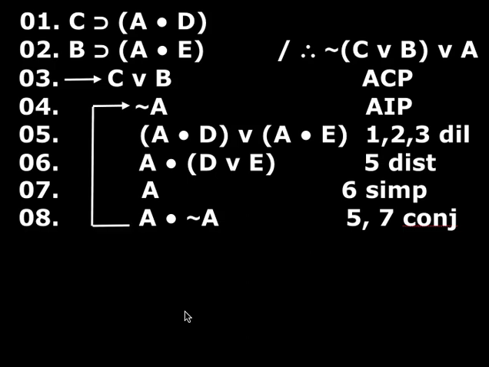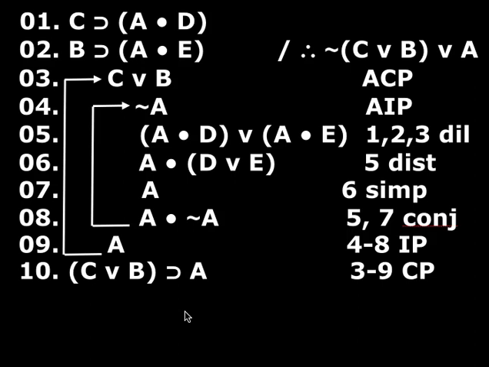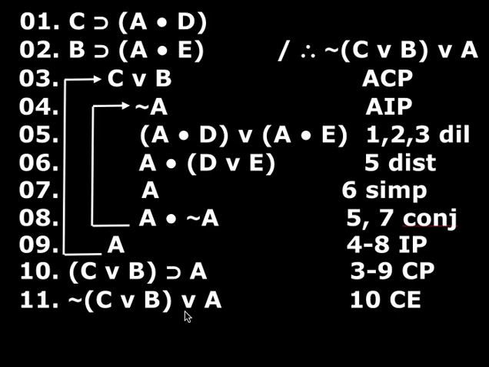Boom. Now the next line has to be the negation of my AIP. Well, AIP was A, so the next line has to be A. Well, that's what I wanted to close my ACP, my conditional proof. So now I'm going to close that off, and I get if C or B, then A, and that's my 3 through 9 conditional proof, which of course I knew I was going to get because I had this all planned out beforehand. And now I'm going to do conditional exchange on that to get the conclusion.